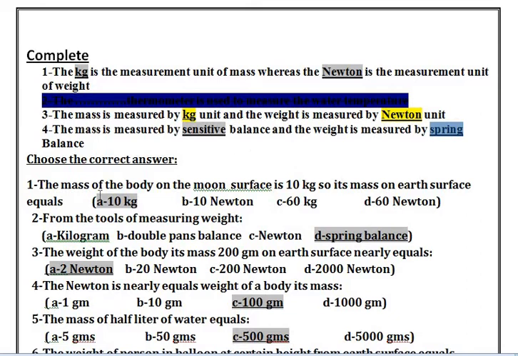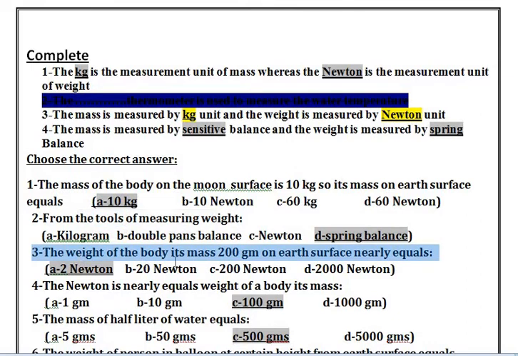Choose the correct answer. The mass of a body on the moon's surface equals 10 kilogram. So its mass on the Earth's surface: the mass is constant, 10 kilogram. The answer on Earth is 10 kilogram, on the moon 10 kilogram, anywhere in the world it will be 10 kilogram because it is constant. From the tools of measuring the weight: kilogram, double-pan balance, Newton, spring balance. Tool means an instrument we measure with; the one that measures weight is the spring balance.